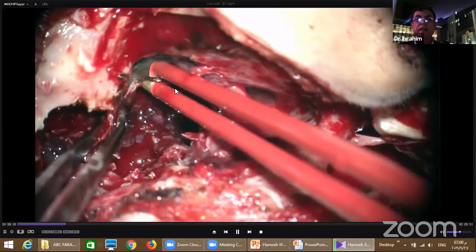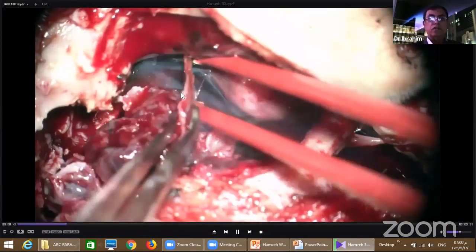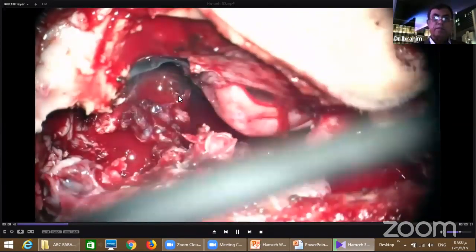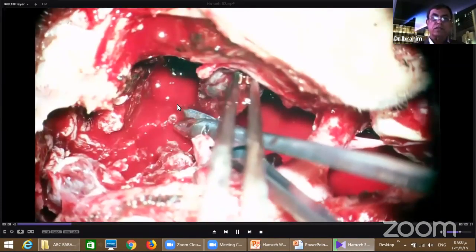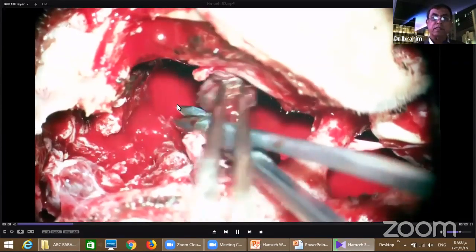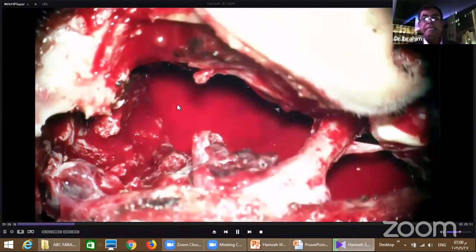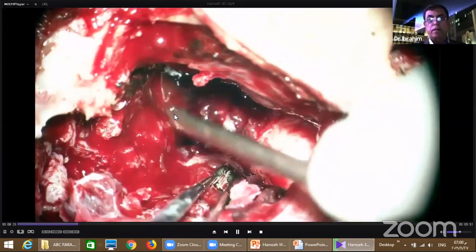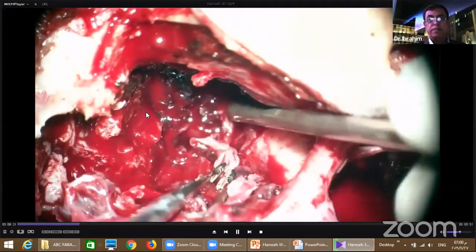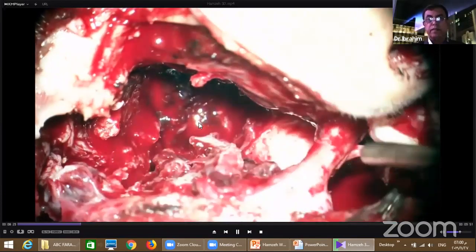Again, if I did not have the anatomy knowledge of the nose and the orbit, I should not be operating there. And I've been trained as a neurosurgeon to know this. I've trained with ENT surgeons and with ophthalmic surgeons, and that gave me the advantage. There are spaces, there is some blood here, etc.